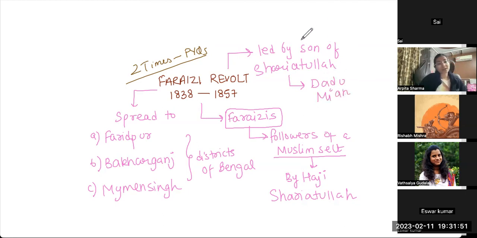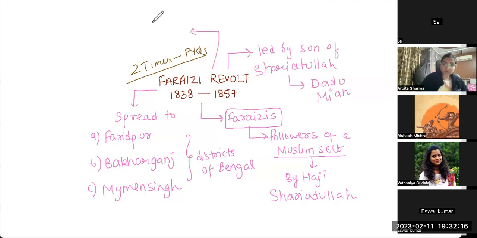Okay? Just like the previous revolt, the Pagalpanthi revolt, where the founder of the Pagalpanthi religious order was Karim Shah, but his son Tipu Shah led the revolt. In the same way, in the Fairaizi revolt, the revolt was led by Dadu Mia, who was the son of Haji Shariatullah, whose followers were known as Fairaizis. Okay, is the point clear till here?